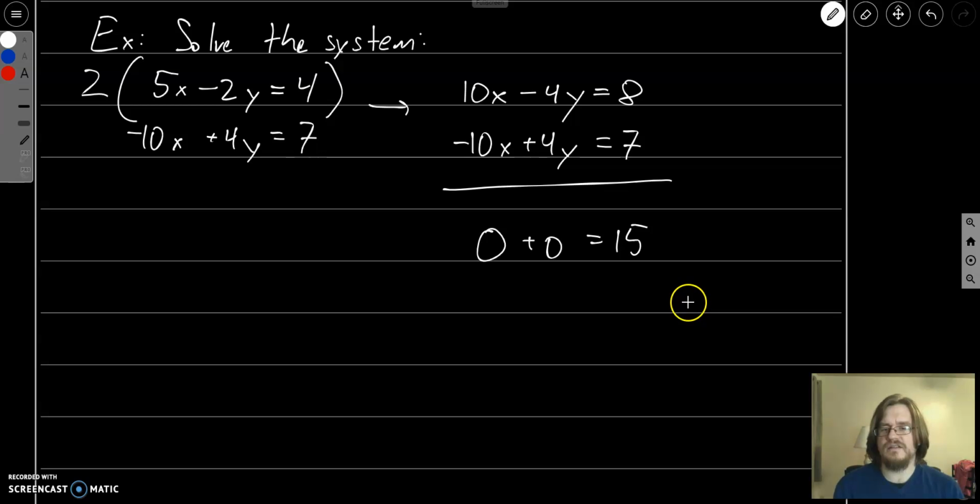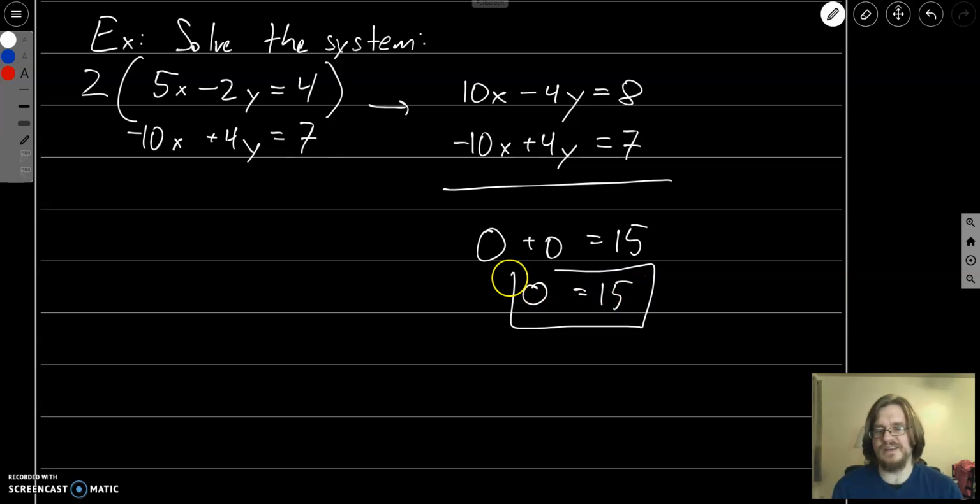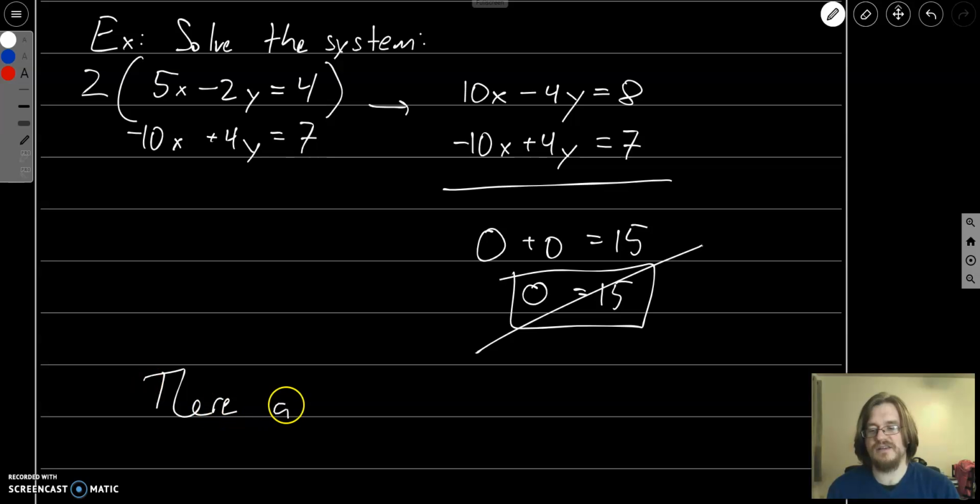And right here, this should be ringing some alarm bells. 0 plus 0 is 0. And 0 is not equal to 15. So, what went wrong? The answer is nothing went wrong. This just means there are no solutions.